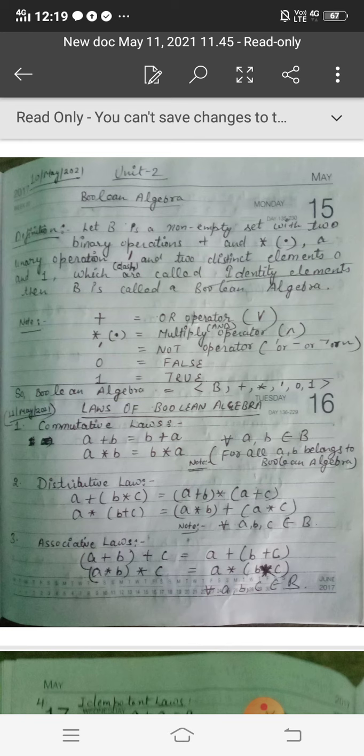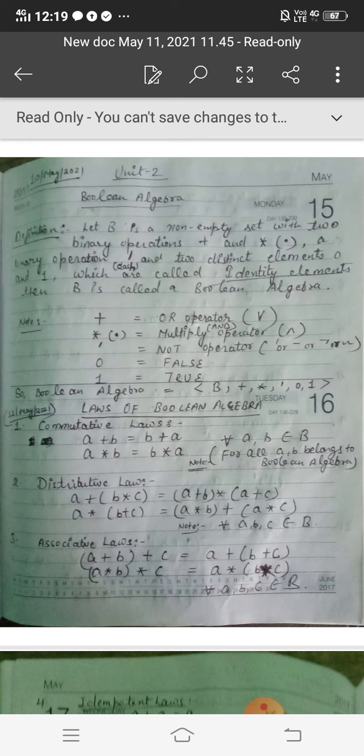You will have to learn the laws of Boolean algebra. There is no option to skip them. You will definitely have to learn these laws. Only after that will you be able to solve numericals of Boolean algebra.